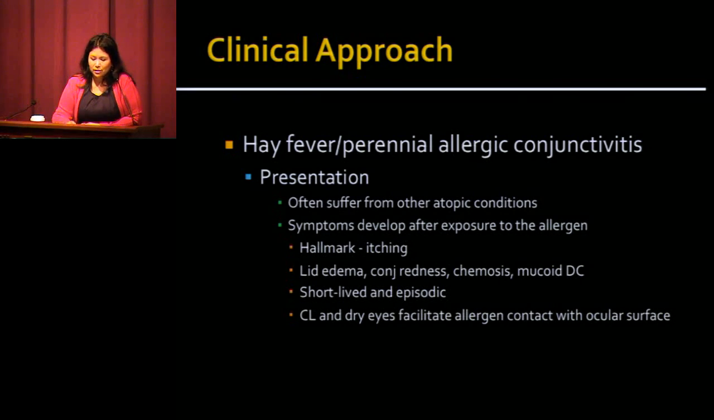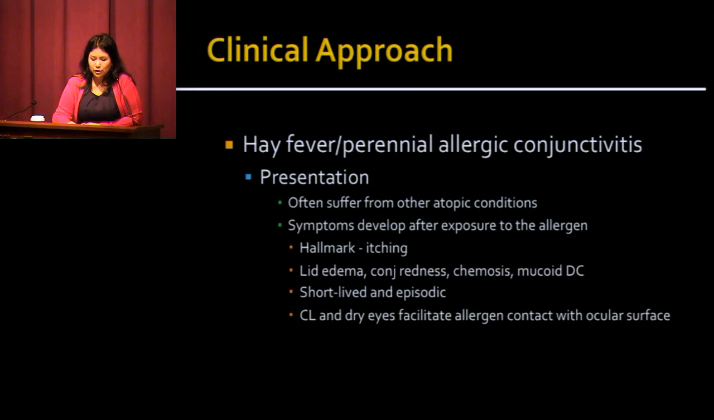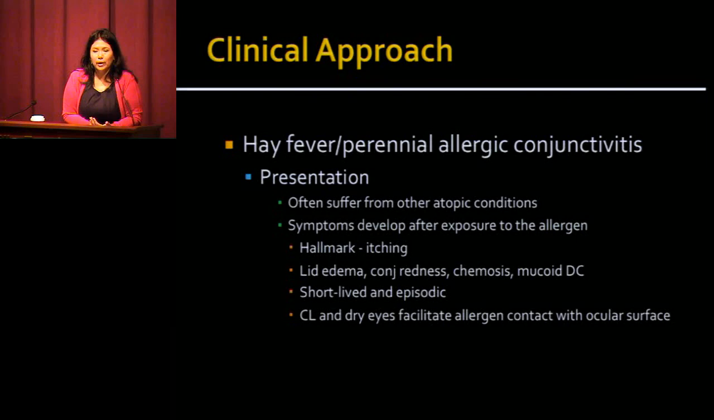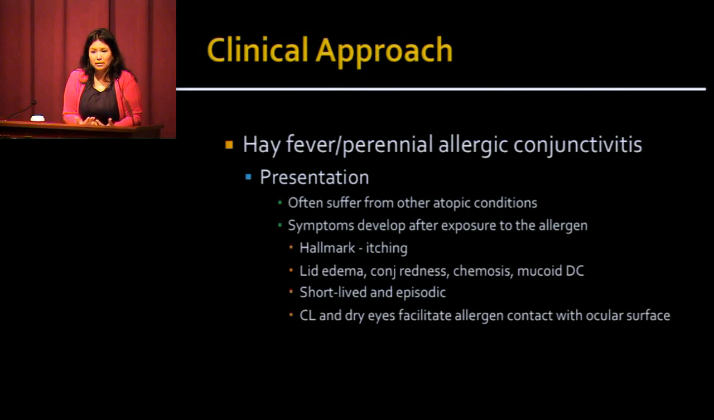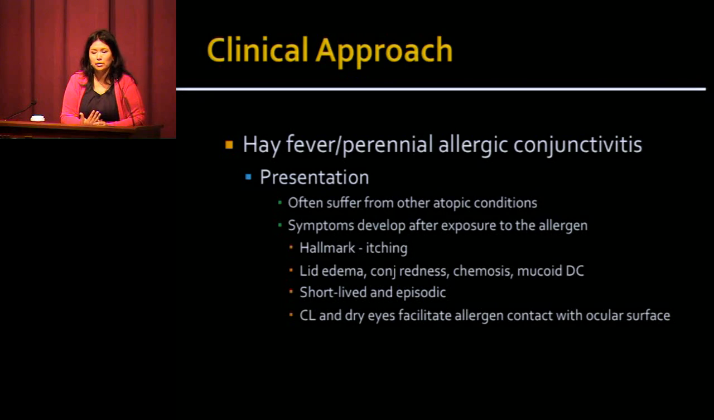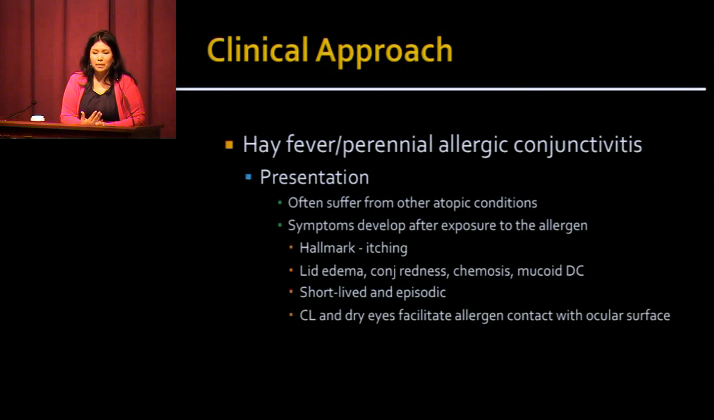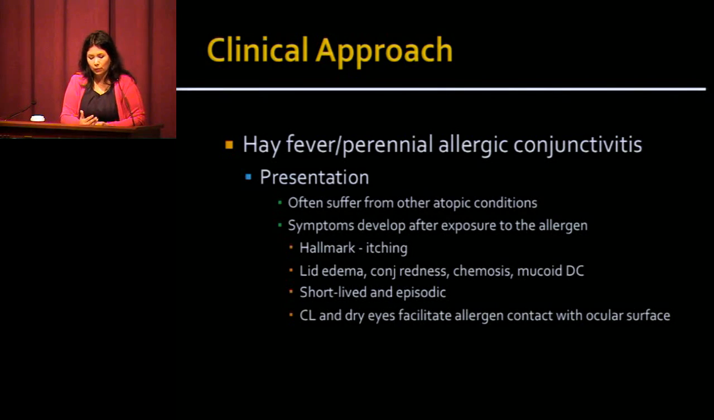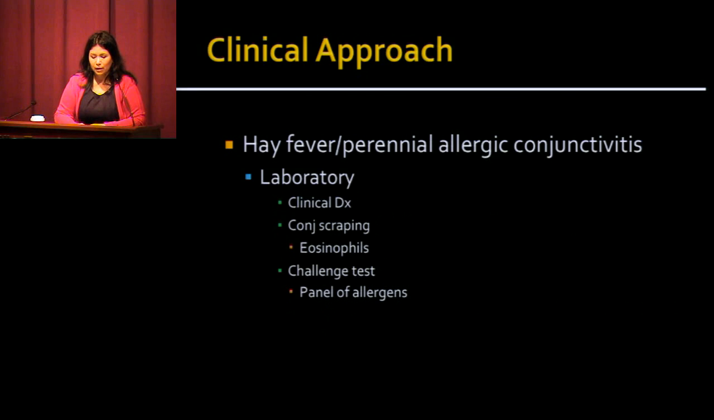If they're complaining of any itching, it's usually an allergic conjunctivitis: lid edema, conjunctival redness, chemosis. They can have a ropey discharge, whitish discharge. Contact lenses are important and can facilitate this, because a lot of people in extended wear or monthly contact lenses just keep putting the same allergen back in their eye. So if they're a contact lens wearer, maybe they need to be soaking their contact lenses in hydrogen peroxide or changing to dailies.